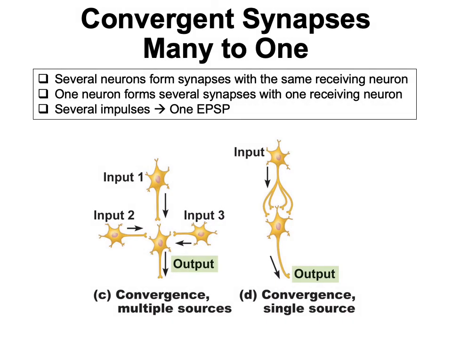Convergent synapses is many to one. This is where several neurons can form synapses with the same receiving neuron, or one neuron forms several synapses with one receiving neuron. And these several synapses can create several impulses leading to one excitatory postsynaptic potential.